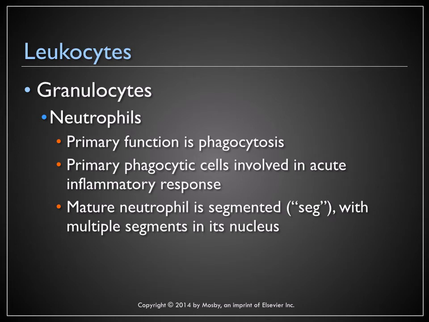We are coming back to the neutrophils. Now, the primary function is phagocytosis, and they are the primary phagocytic cells involved. Though it's on the slide, I don't want you to pay much attention. It's just good for you to know that they are mature neutrophils which are segmented, with multiple segments in the nucleus. I'm not going to go deep into that.